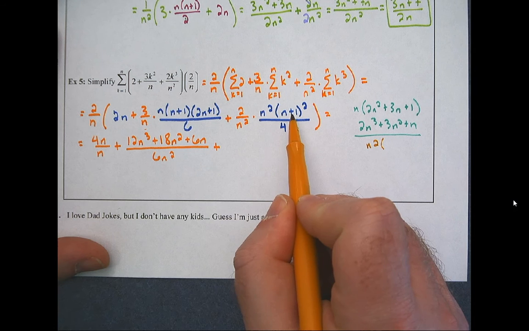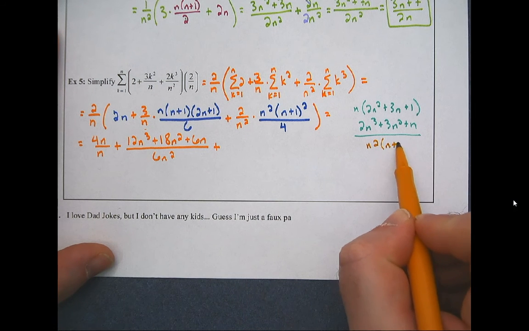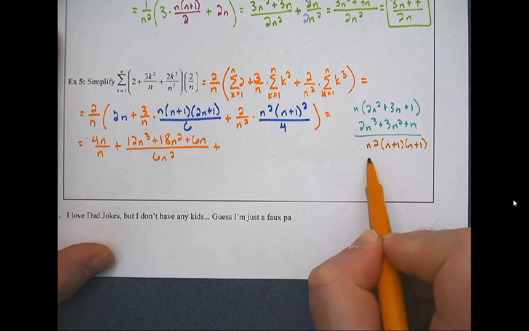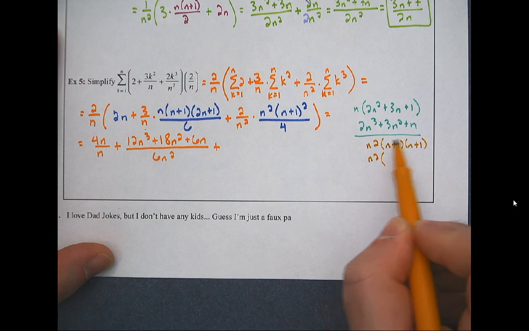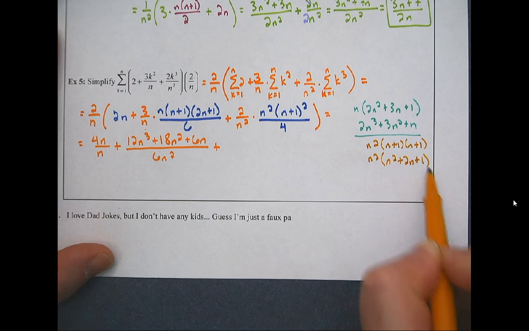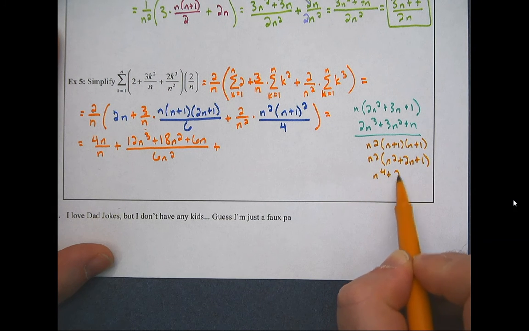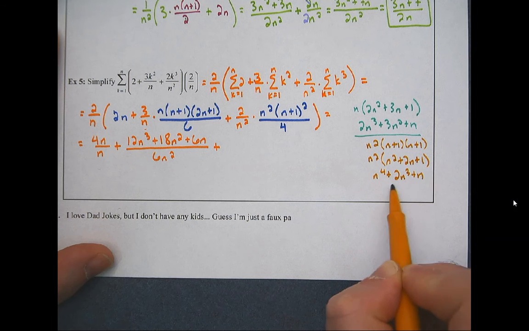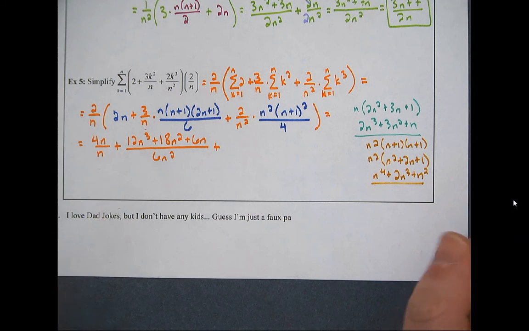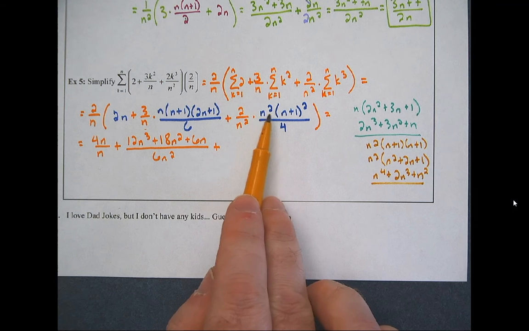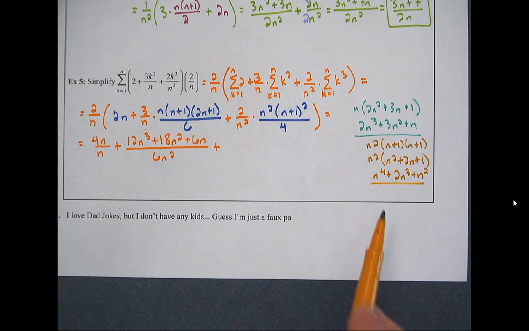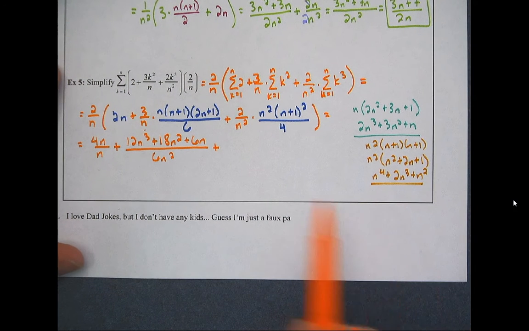And what's n plus 1 squared mean? It means n plus 1 and n plus 1. So that's n squared times n is n squared, plus n is 2n plus 1. Then I'm going to distribute again, n to the 4th plus 2n to the 3rd plus n squared. So that's what the expansion of this looks like. And if we were doing a lot more of this, I would tell you to memorize those. It's probably easier to just expand them instead of trying to memorize them.